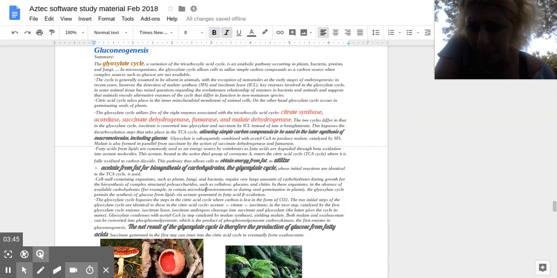When carbon sources are needed, the glyoxylate cycle allows simple carbon compounds to be turned into complex sources such as glucose when they're unavailable.